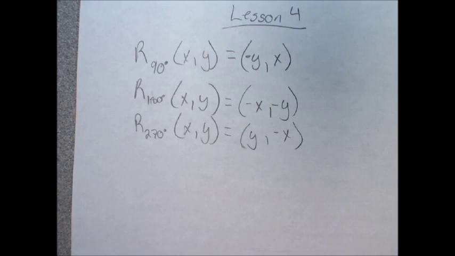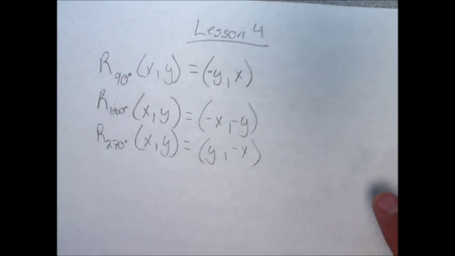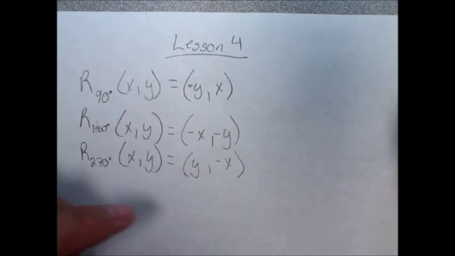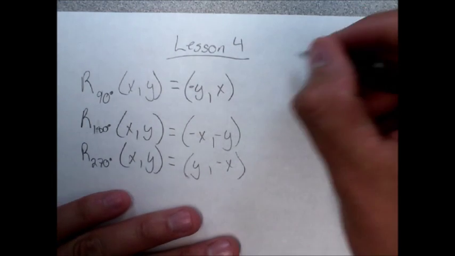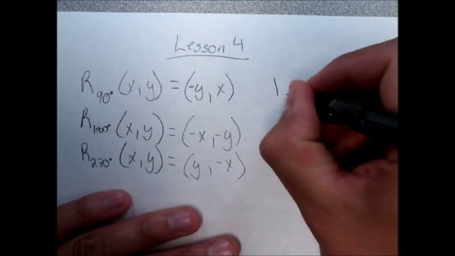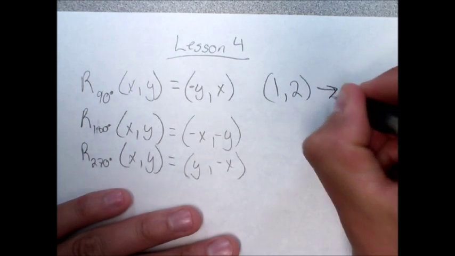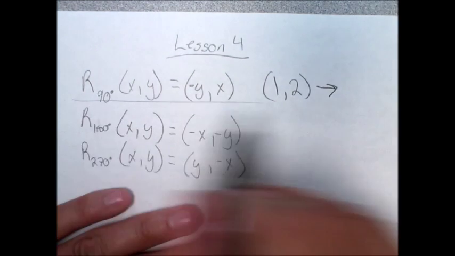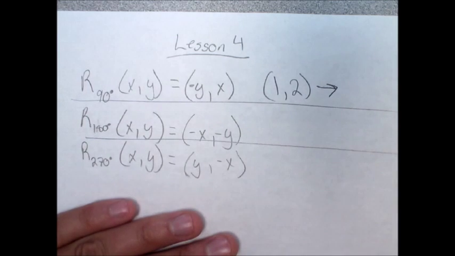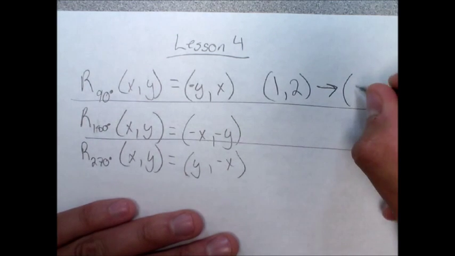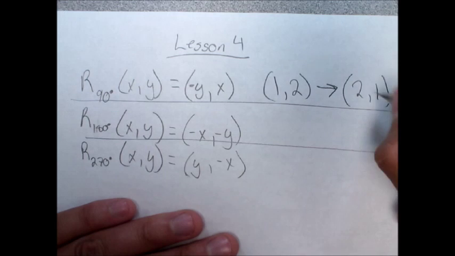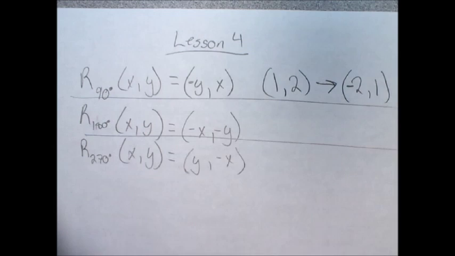Let's do some examples. I'm going to give you an original. I'm just going to put it on the top right-hand side of my page and then put them next to each other. So here we go. If the original is 1, 2, and I'm rotating it 90 degrees, because I'm following this line here, the answer is going to become 2, 1, and the front piece is going to be opposite. Questions?